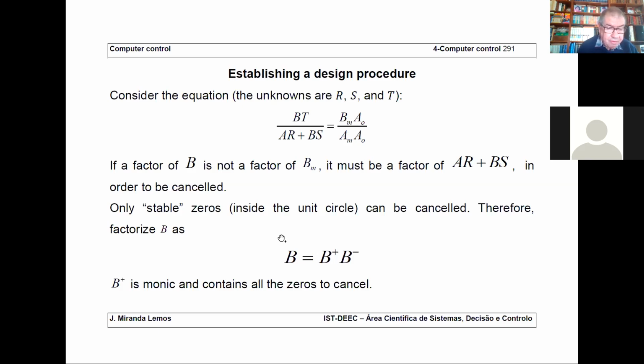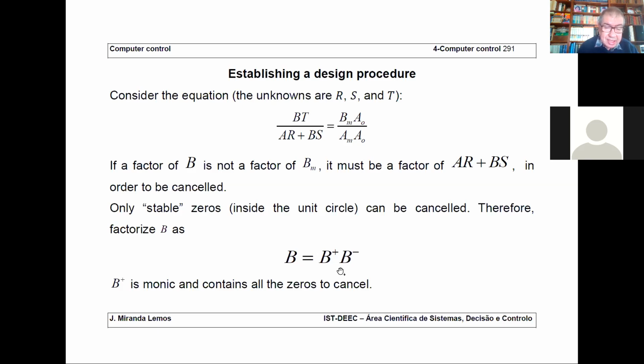So I factorize B as a product of these two polynomials. B plus is the good one, as it has the zeros that you can cancel, the well-behaved zeros inside the unit circle. And B minus has the zeros that you cannot cancel, okay?